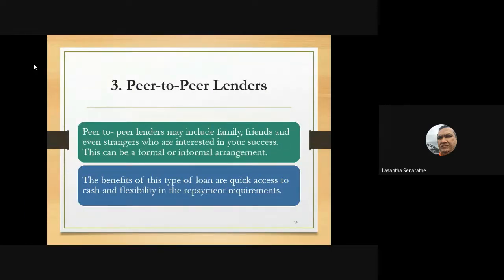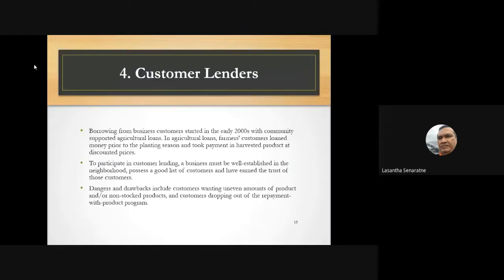And the other one is peer-to-peer lenders. Peer-to-peer lenders may include family, friends, and even strangers who are interested in your success. This can be a formal or informal arrangement. The benefits of this type of loan are quick access to cash and flexibility in repayment requirements. So sometimes you can borrow from your parents, from your friends, family friends, or brothers and sisters. This method is a little bit quick because sometimes you don't have to pay anything for them, because of the relationship they will give you a loan.